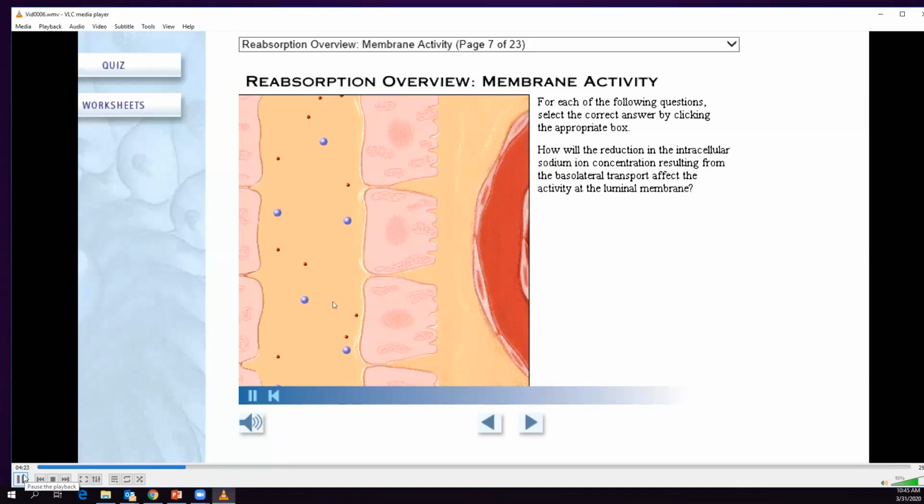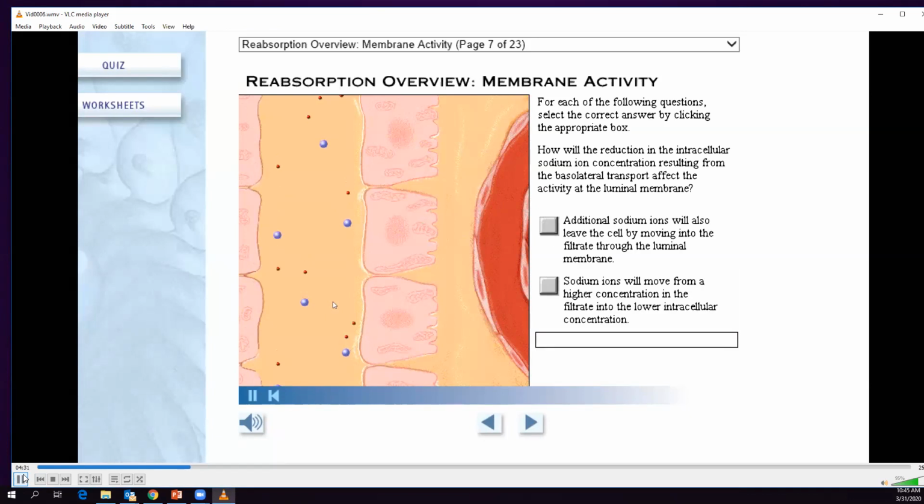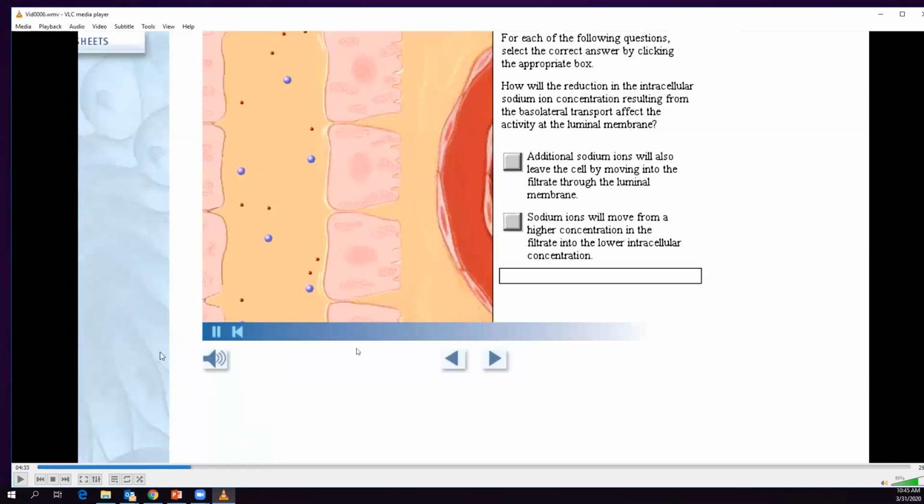Primary sodium ion concentration resulting from the basolateral transport affects the activity at the luminal membrane. So now, hang on, let's go to this question. It's asking if I'm pumping stuff out on this side, what's that going to do on this side? It says, how will a reduction in the intracellular sodium, the amount of sodium that I have inside of the cell because I pumped it out on this side, affect this side?